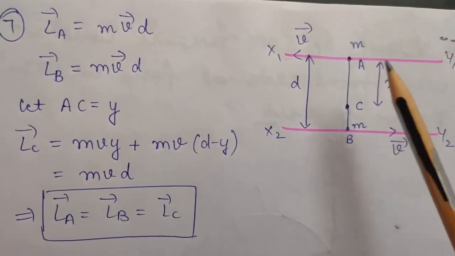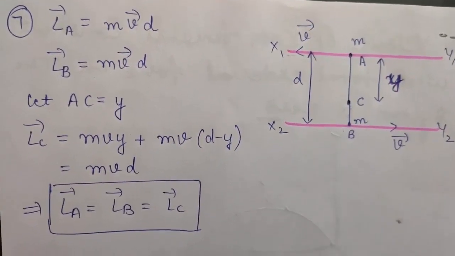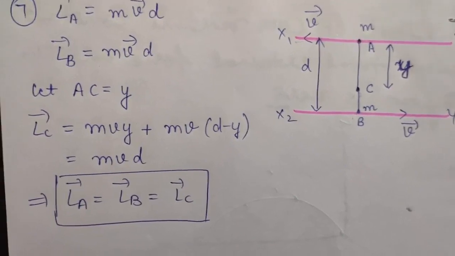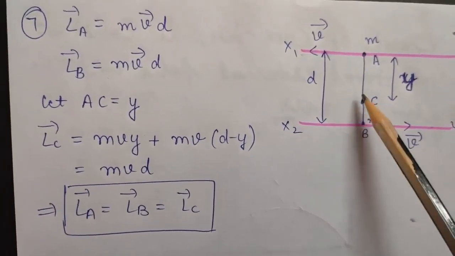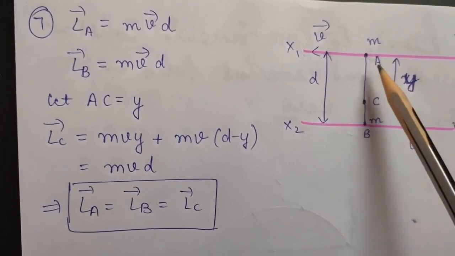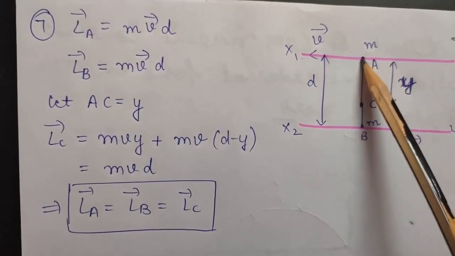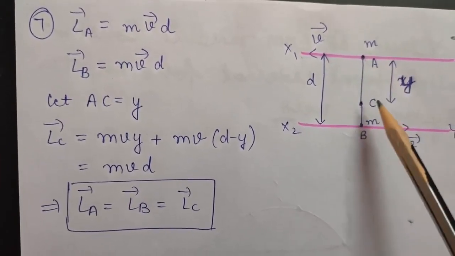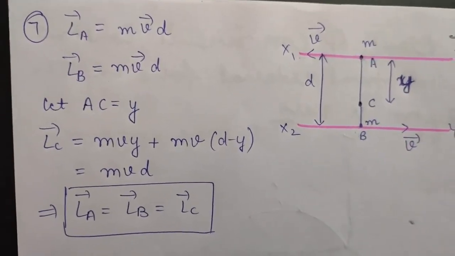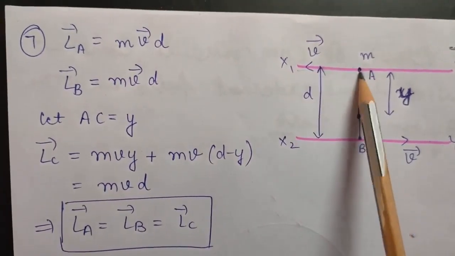So this is saying either I take A or I take B, and if I calculate total angular momentum of the system, it should remain constant. We have to prove that. So for that, let us assume, see, 2 points are given to us. Let us assume one more point C, which is at a distance y from A. Okay, so now what we will do, we will calculate angular momentum about A, about C and about B, and we will prove that all those angular momentum are coming to be equal.